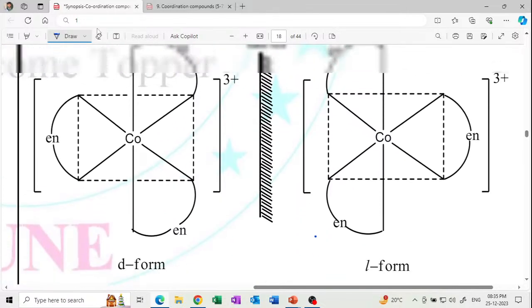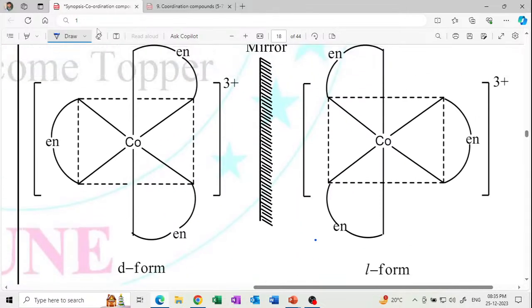Okay, please draw. This is very important. In the exam you will get these questions directly. Get it? These are the questions for your board exam. D form, L form.